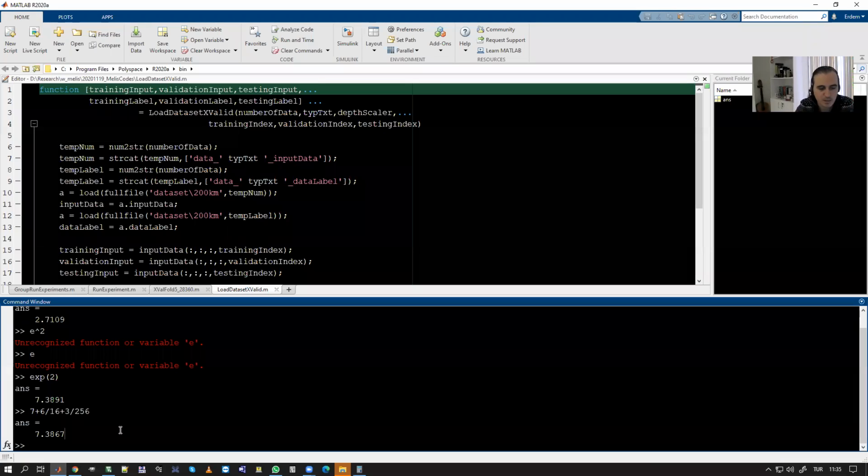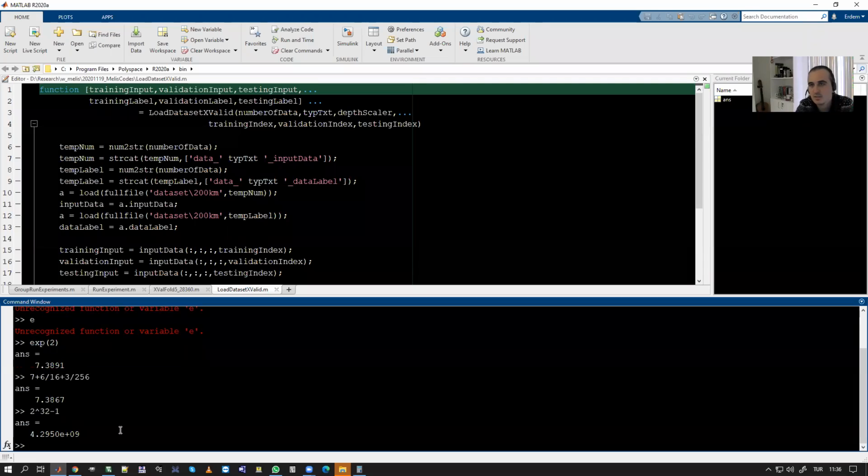Which number? Let's see. In 32 bits, the largest number you can represent is this one. So which factorial is smaller than this one? Let's see. Is 10 factorial larger than this number?